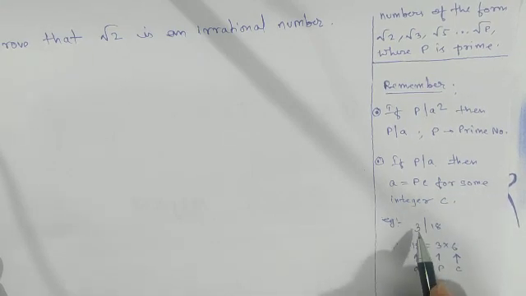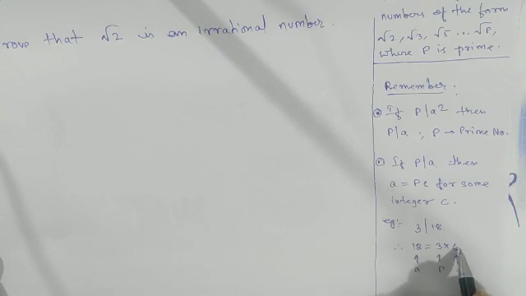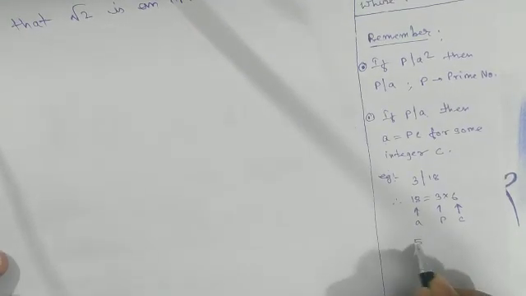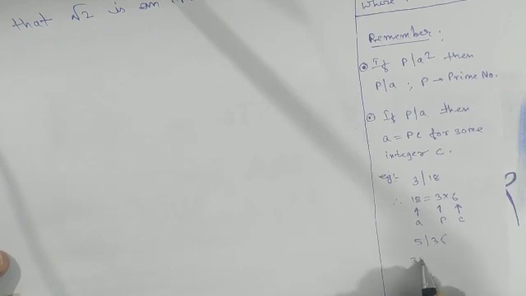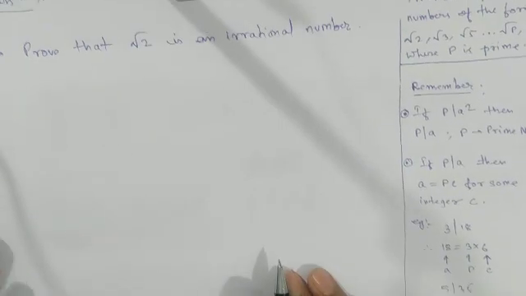For example, 3 divides 18. That means 18 can be written as 3 into 6. If we take 5 divides 35, then you can write 35 equals 5 into 7. So here your c is 7. Okay, so let's start.